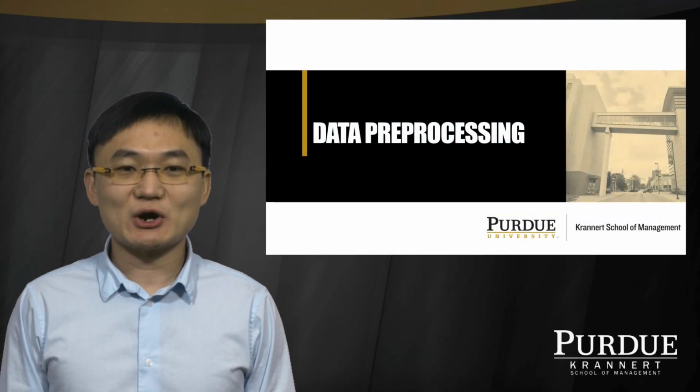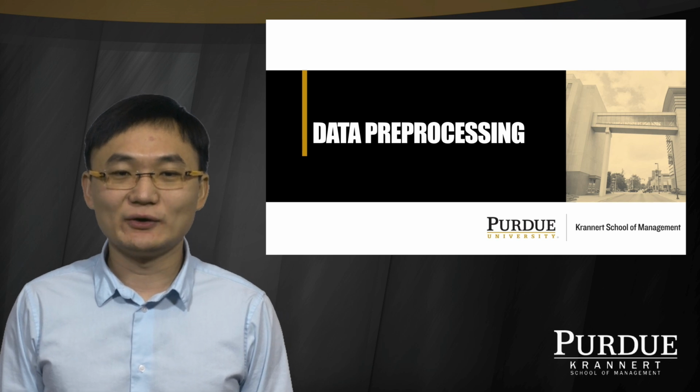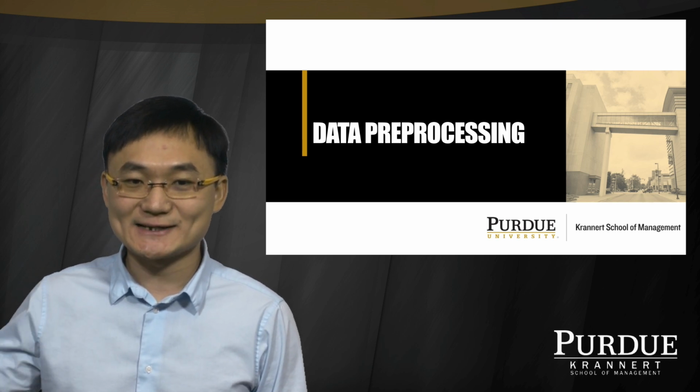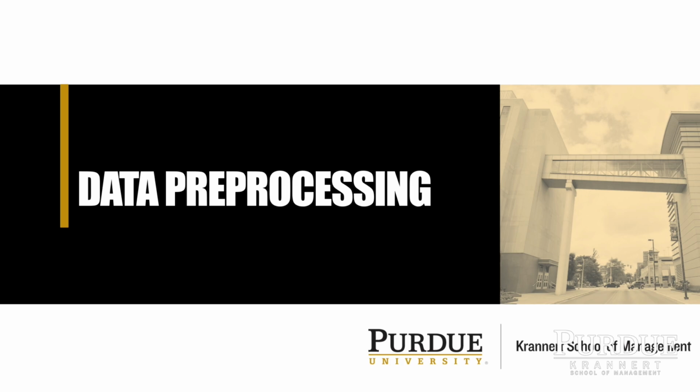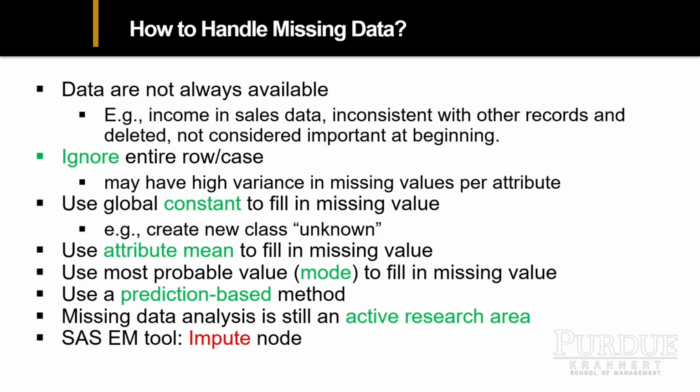So in this lecture, we will discuss how to handle the missing values in the data set. Missing values are very common in real data because data are not always available. For example, there are some sensitive data like income data or age data, or there could be inconsistency between different data sets, and hence people remove the data.